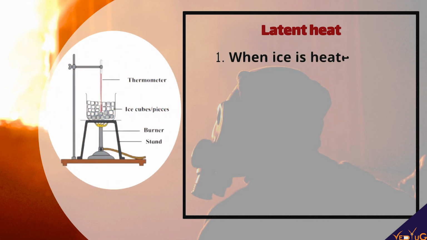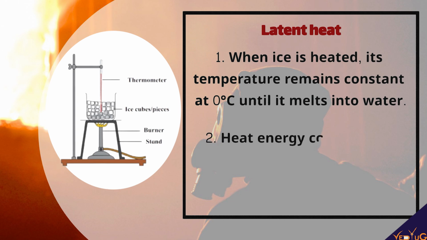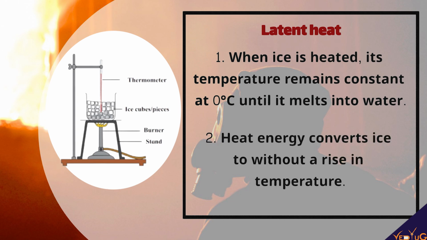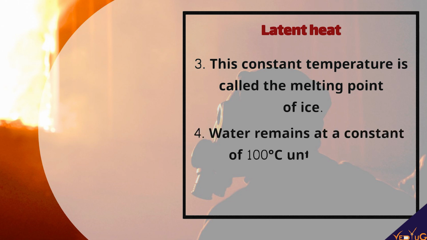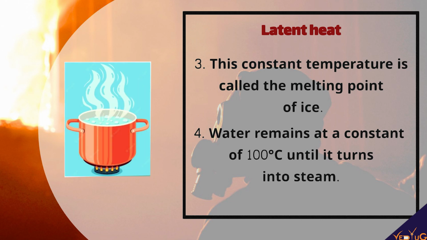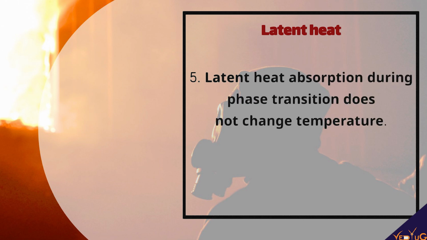So when ice is heated, its temperature remains constant at 0 degree Celsius until it melts into water, and heat energy converts ice without a rise in temperature. You must be seeing a diagram beside this which tells you about latent heat. So this constant temperature is called the melting point of ice, and water remains at a constant of 100 degrees Celsius until it turns into steam. So latent heat absorption during phase transition does not change the temperature.